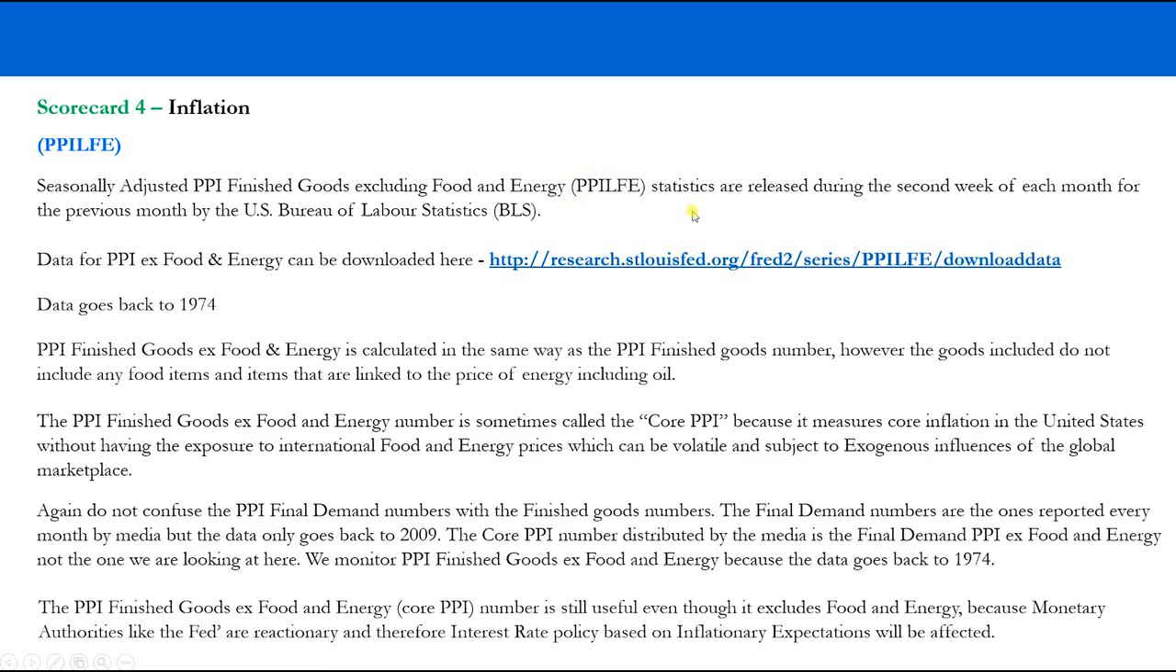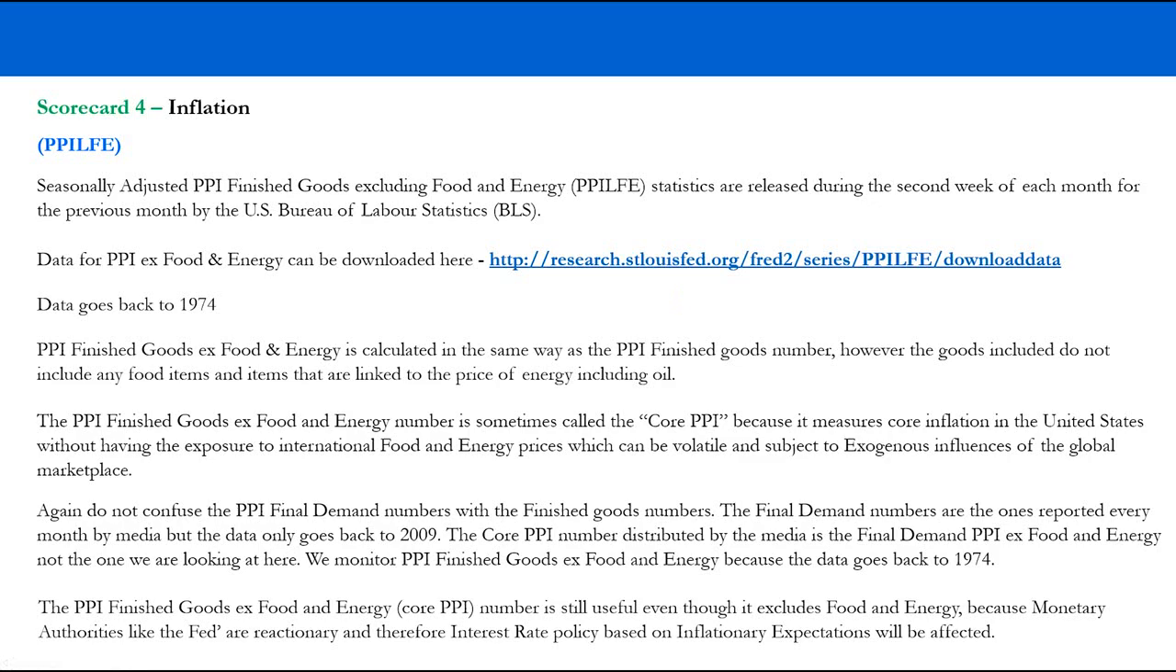And the ex food and energy business inflation stats, the PPI ex food and energy, are released at the same time as the stats that include food and energy prices, during the second week of each month for the previous month by the Bureau of Labor Statistics, the BLS. And later, when we move over to the spreadsheet, we'll be going to this link here, to the St. Louis Fed again, to download the data. And you can follow this link at any time to download the data yourself.